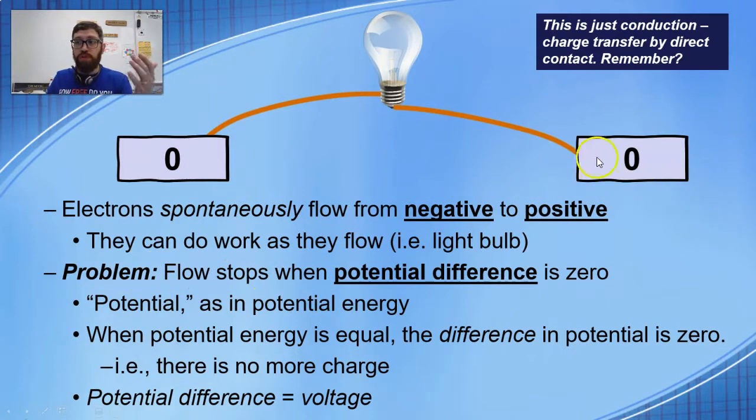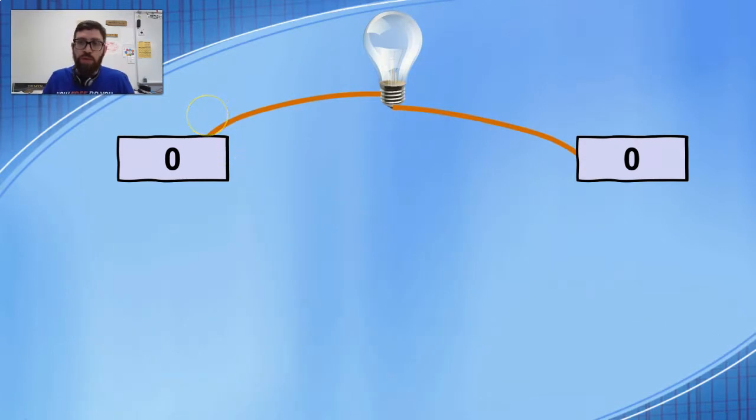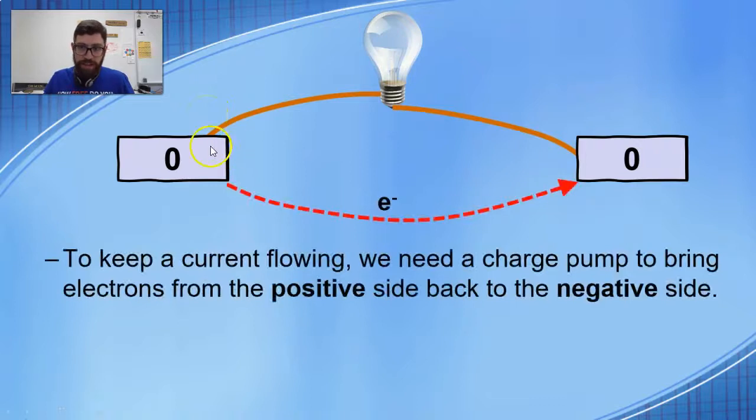So this is cool that we can get the electricity to flow through a light bulb, but the only problem is I can't light up that light bulb for a long time. What we need is to somehow get electrons that were deposited on the positive side back over to the negative side. So to keep a current flowing, we need a charge pump to bring electrons from the positive side back around to that negative side.